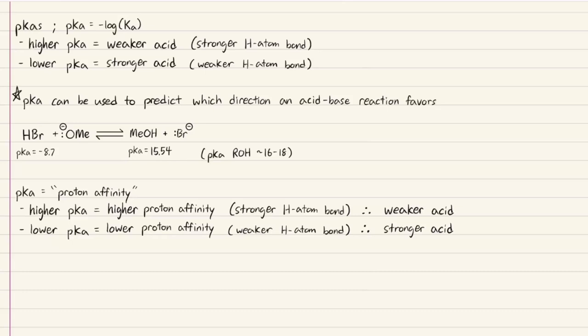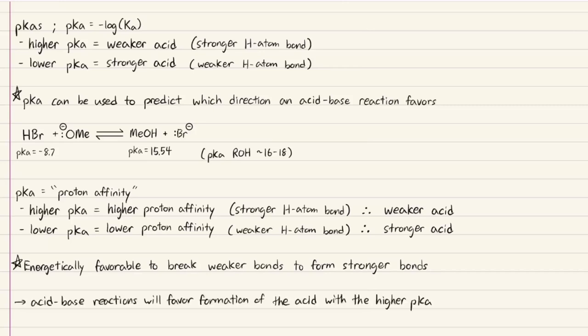It is energetically favorable for a reaction to break weaker bonds to form stronger bonds. Therefore, acid-base reactions will favor the formation of the acid with the higher pKa value. Now we can say for sure that the forward reaction is favorable, but just how much more favorable is it? pKa values can also be used to quantify the favorability of a reaction.